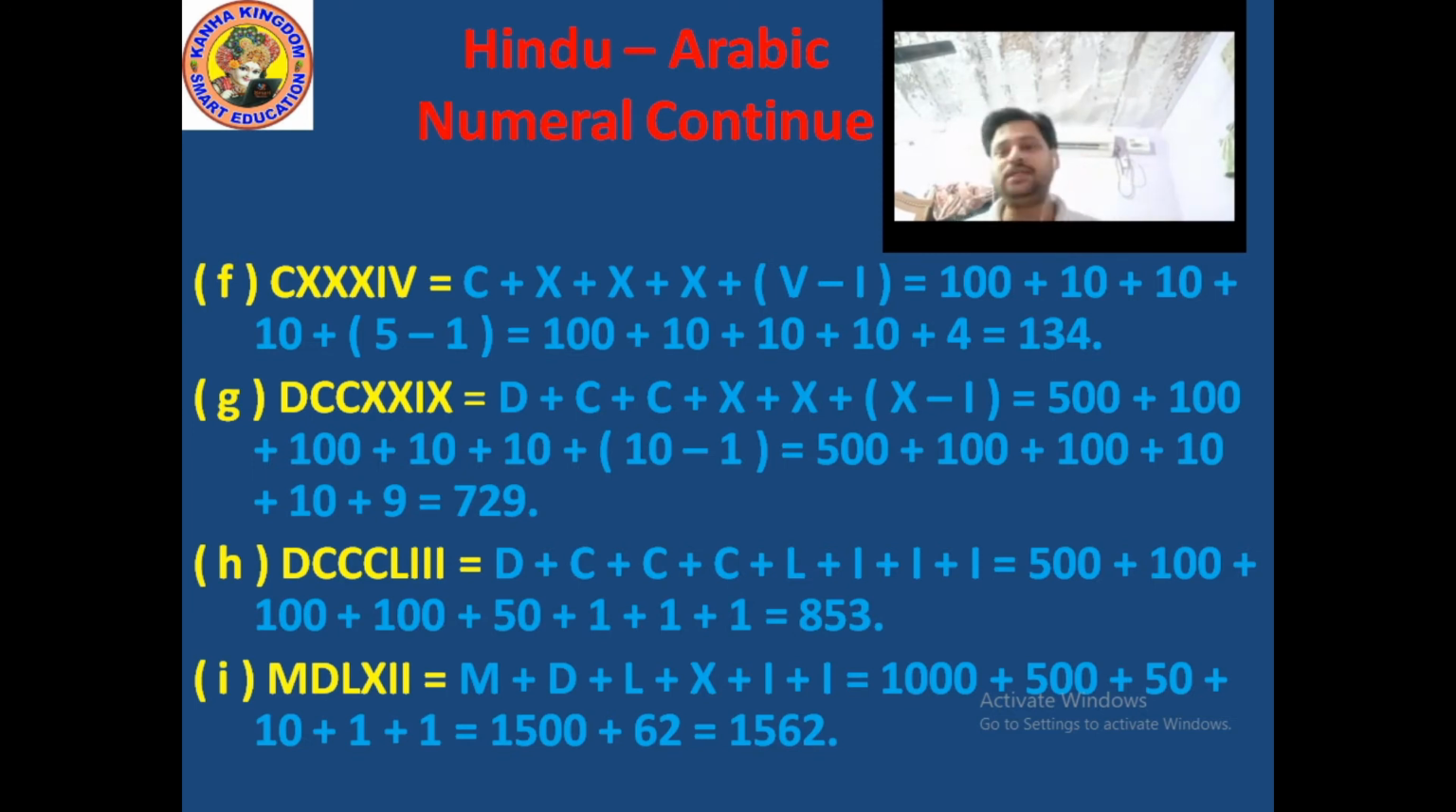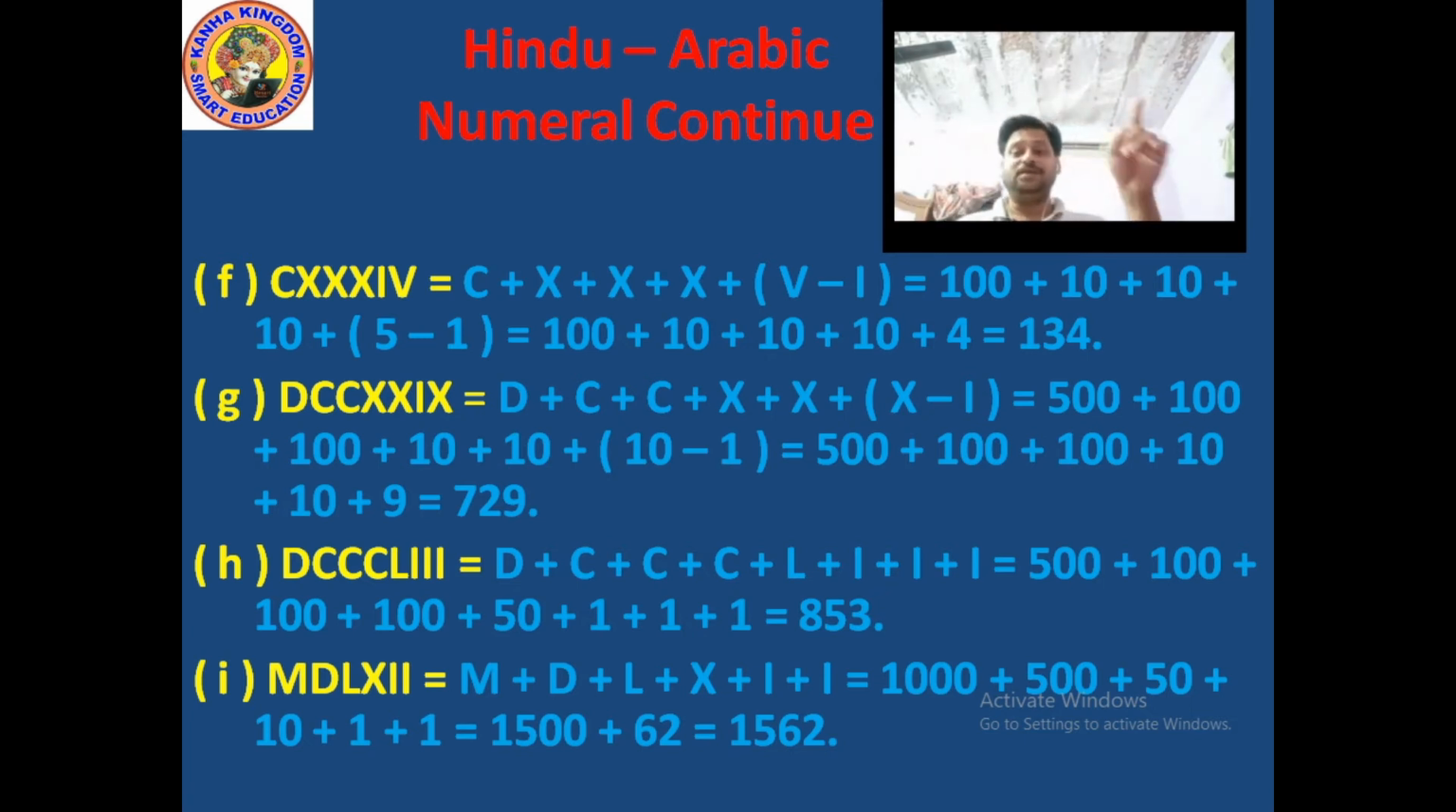And the rest of the numbers are repeated only 3 times, not more than 3 times. So in this question, DCCCLIII. First you see, are these letters in the descending order?